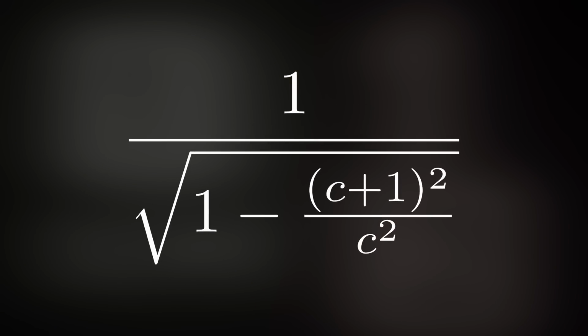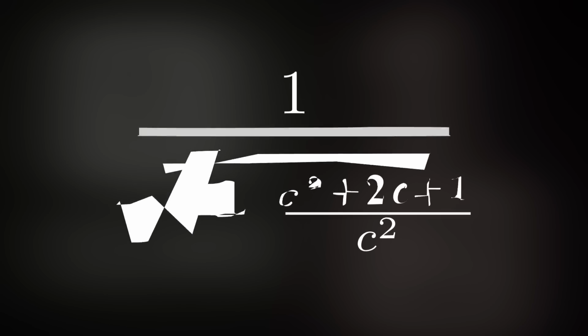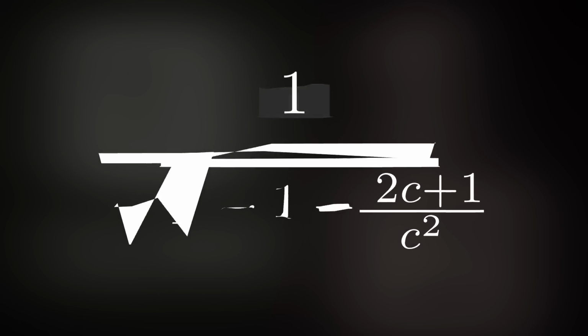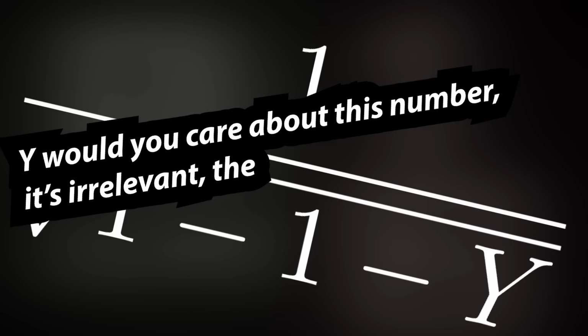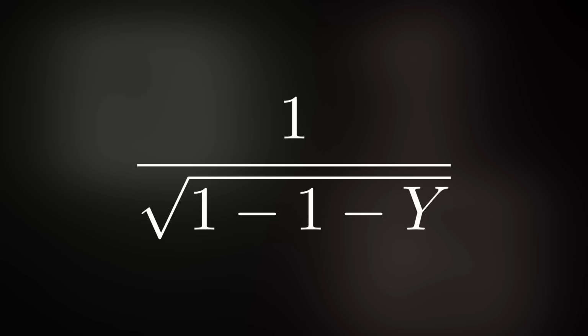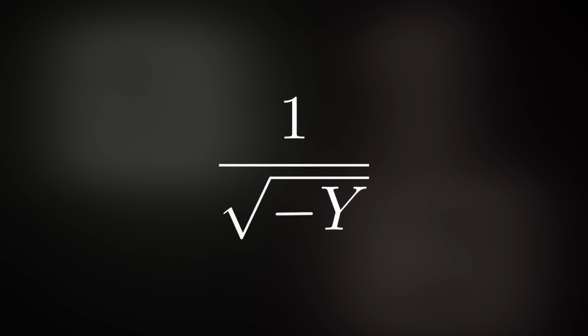Well, what we get is this, and once we solve it step by step, so right here c squared plus 2c plus 1, then c squared and c squared cancel each other out, then we can call this y, because why would you care about this number? It's irrelevant, the only thing that matters is that it's a positive real number, and then 2 ones that cancel each other out, and then we end up with this, an imaginary number y.